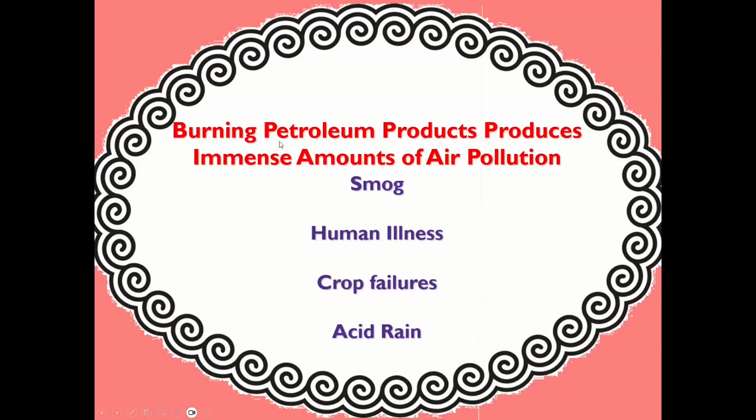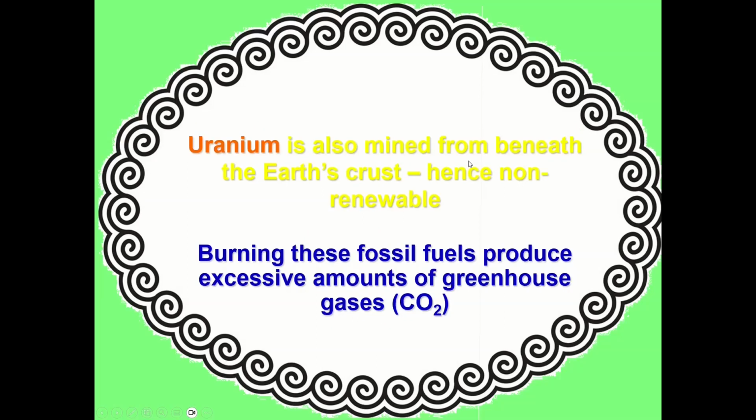Burning petroleum products produces immense amounts of air pollution, and these cause smog, leading to human illness, crop failures and acid rain. Uranium is also mined from beneath the Earth's crust, hence it is a non-renewable source because the deposits are limited, and eventually one day all the uranium deposits will run out. Burning these fossil fuels produce excessive amounts of what are known as greenhouse gases. The main example is carbon dioxide.